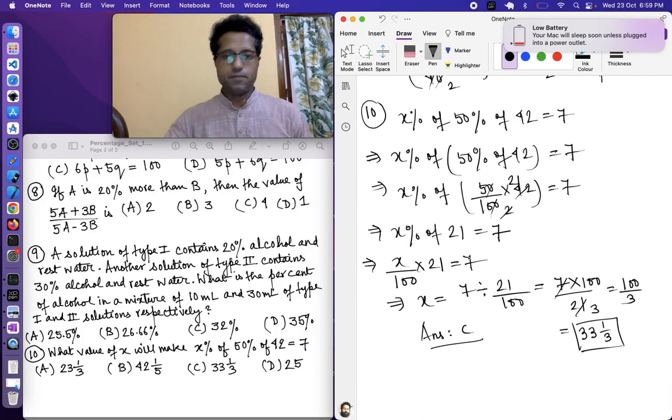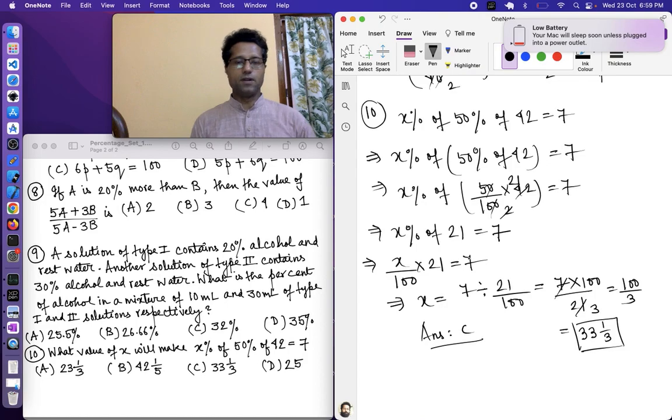So with this, it brings to an end solving set 1 of 10 good problems on the chapter of percentage. I hope these problems will give you good practice and a judgment of your understanding of the concept of percentages.